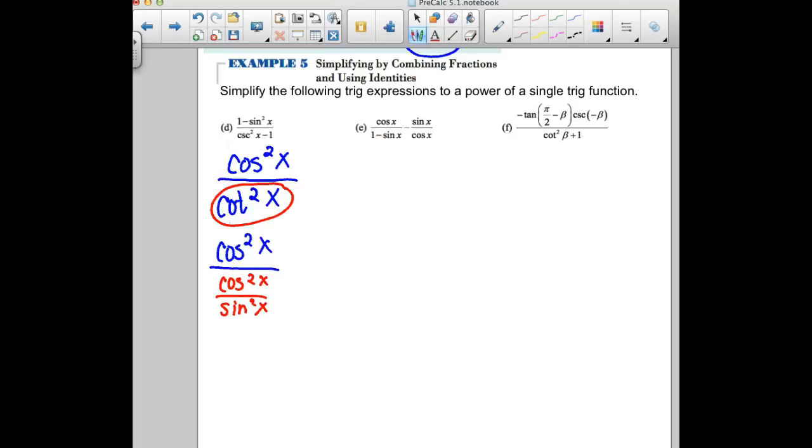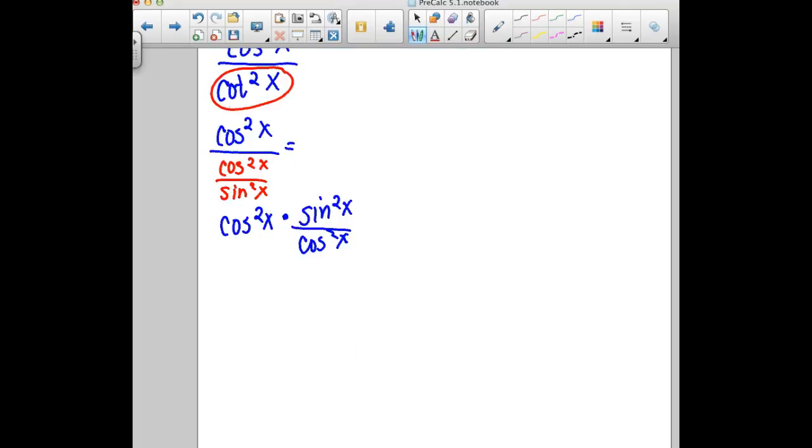Okay, and dividing by a fraction is the same as multiplying by the reciprocal. So we have cosine squared x times the reciprocal of this red part. So I'm going to get sine squared x divided by cosine squared x. And then our cosine squareds are going to cancel each other out. So we end up with this equaling just sine squared x. And we've done what they asked us to do. We converted it into a single trig expression.